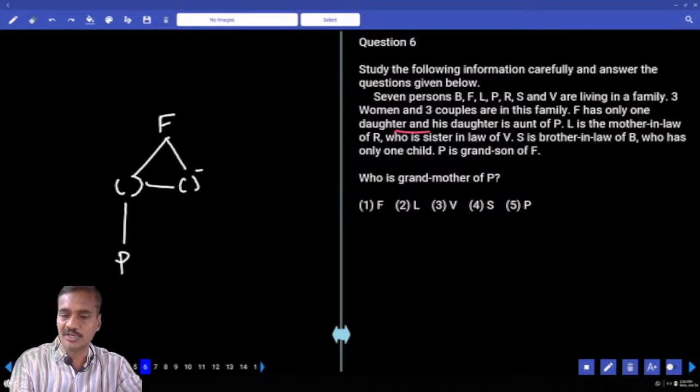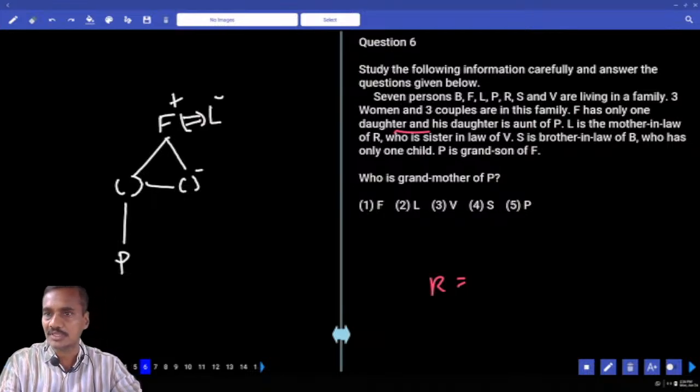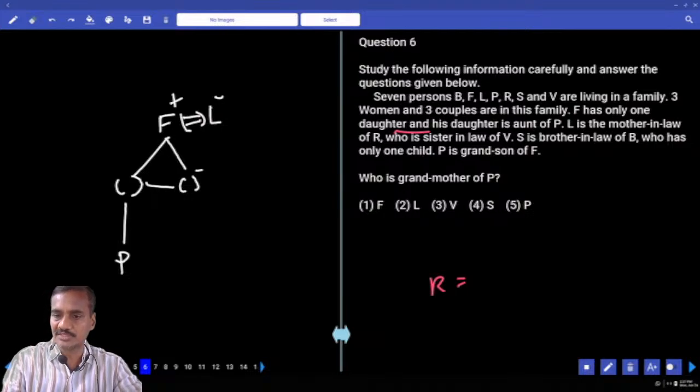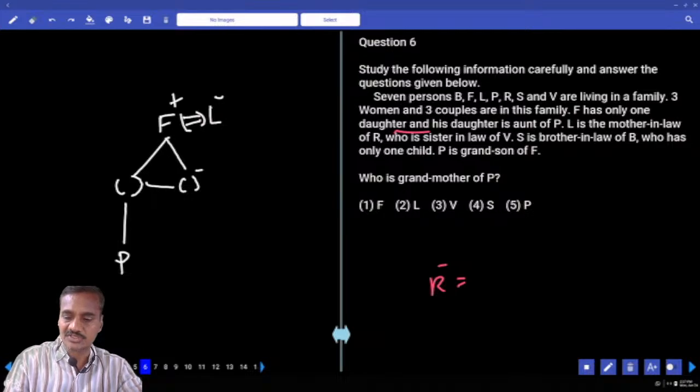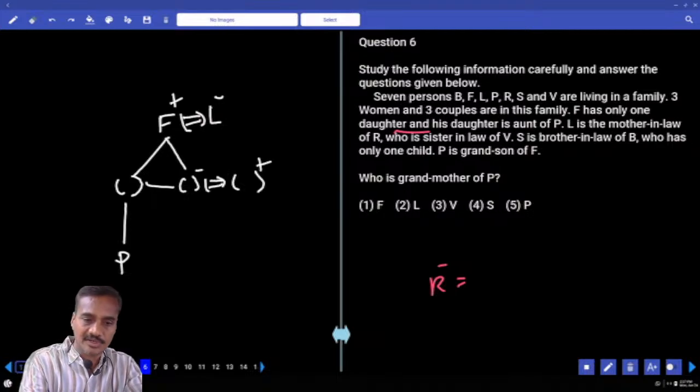L is the mother-in-law of R. R's mother-in-law, and that must be under the first generation. L is the mother-in-law, hence F must be male. L is the mother-in-law of whom? L is the mother-in-law of R. And R is the sister-in-law of V. Hence, R cannot be married to this one, isn't it? This person must be male, mother-in-law. Hence, this person must be the son, and R must be at this place.